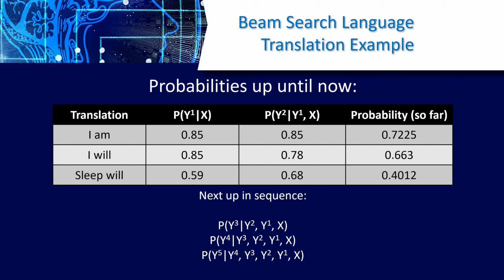If we were to continue doing this, our next sequence would be trying to find Y3, or word 3, given Y2 and Y1 and our Spanish input sentence, X, followed by Y4 given Y3, Y2, Y1, and X, and Y5 given Y4, Y3, Y2, Y1, and X, and so on until the translation is complete. At every step, a new probability is calculated by multiplying the probability of our current word in the sequence to the other probabilities already calculated.